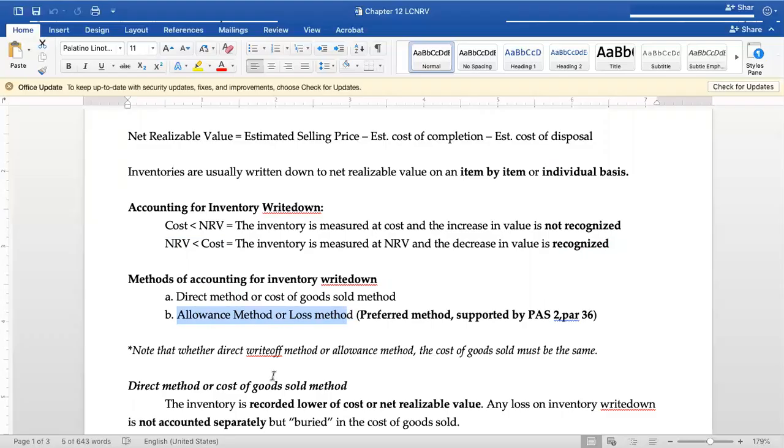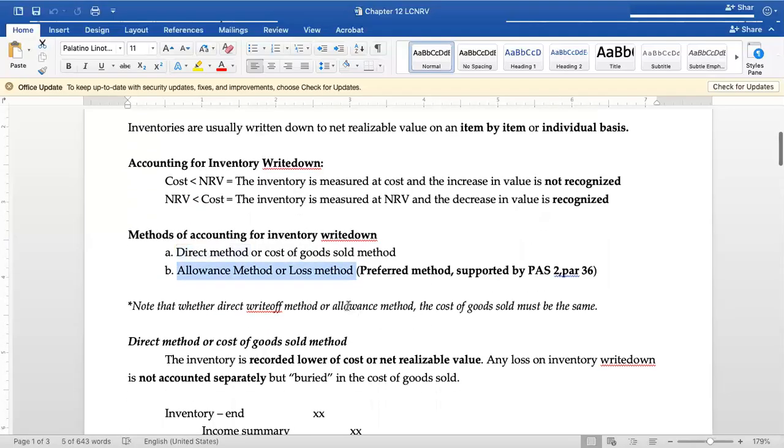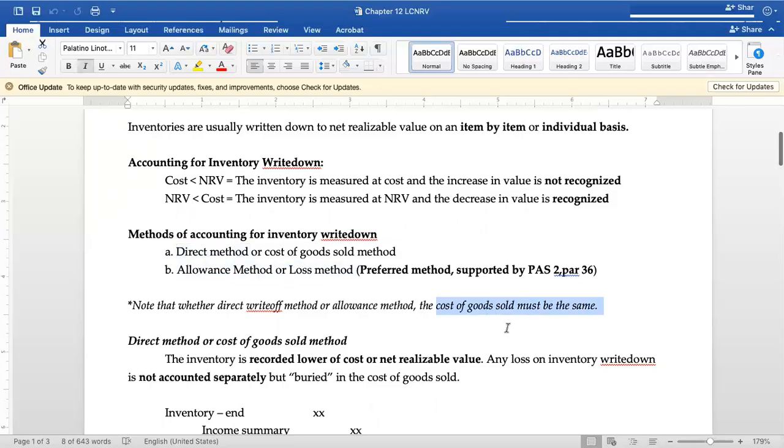Note that whether direct write-off method or direct method or allowance method, the cost of goods sold must be the same. So, either ani nga method inyong gamiton, the cost of goods sold is still the same. But the preferred method lang, supported by PAS 2, is the allowance or loss method. So, take note again ha. Either you are using direct method or allowance method, the cost of goods sold must be the same. So, if dili equal, naaay problem sa inyong computation.